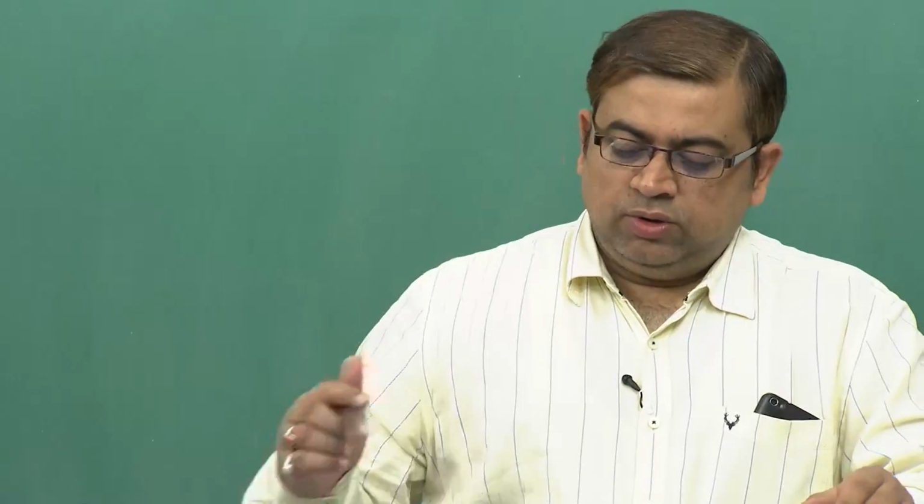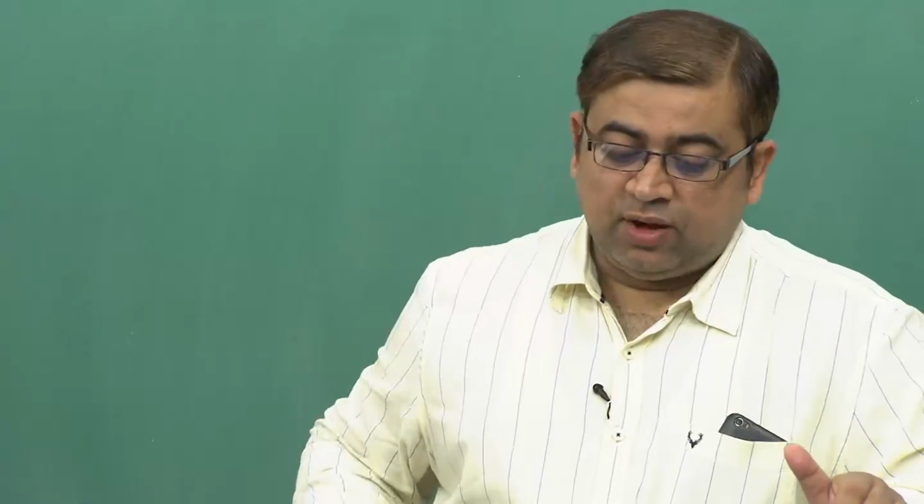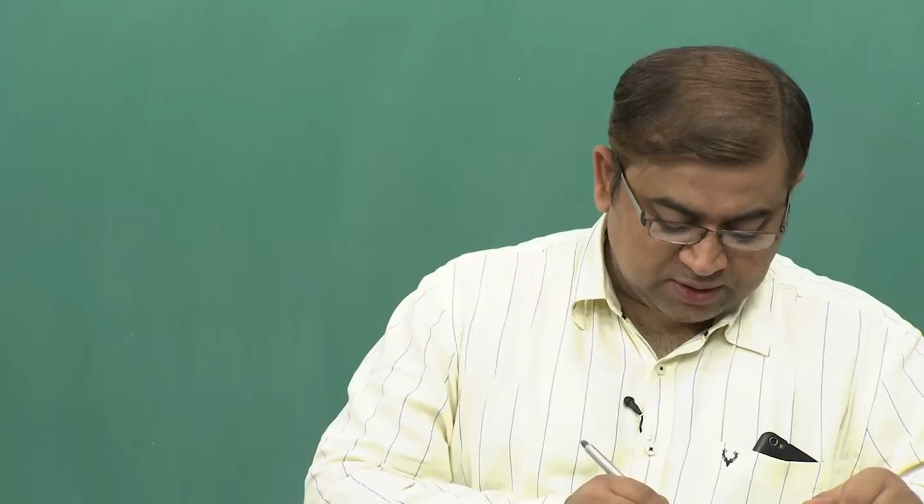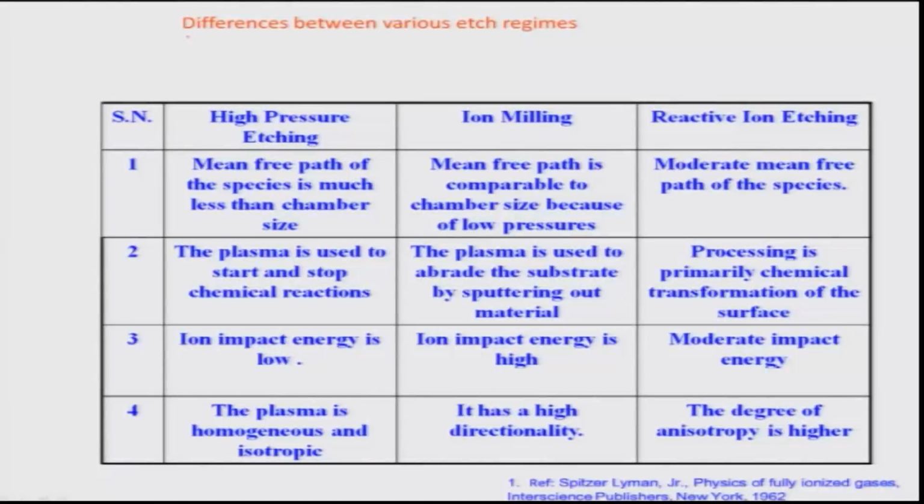So today we are going to summarize what we did in terms of the different etching regimes, particularly related to plasma processes. The differences between the various plasma etch regimes are in terms of the different pressures within the plasma chamber. For example, there is high pressure etching, there is ion milling, which is done at extremely low pressure values, 10 to the power minus 3 torr to 10 to the power minus 5 torr, and then there is a middle regime of pressures, which is reactive ion etching.